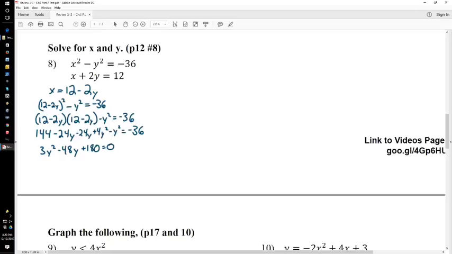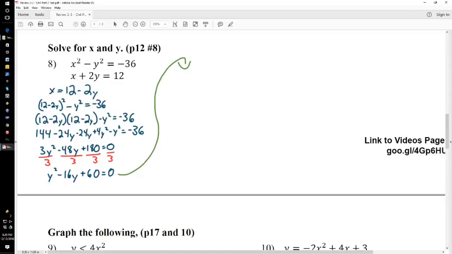Let's see, and all of this, again, is divisible by 3, so make life easier and divide everything by 3. So I've got 3y squared, 3 divided by 3, that's y squared. Negative 48 divided by 3, that's 16, so negative 16y. 180 divided by 3, that would be 60, equals 0. Alright, and from here I'll just start again, like right there.